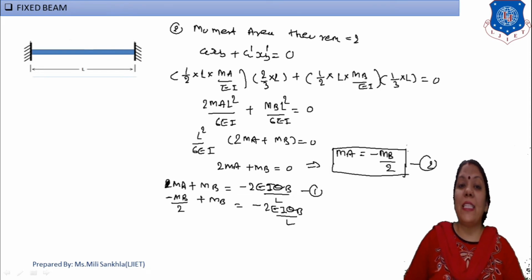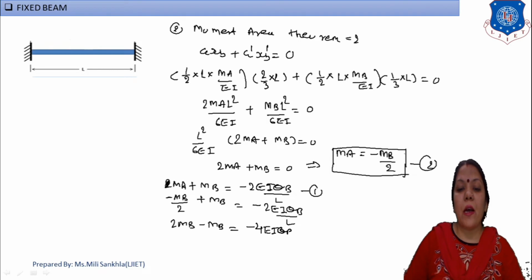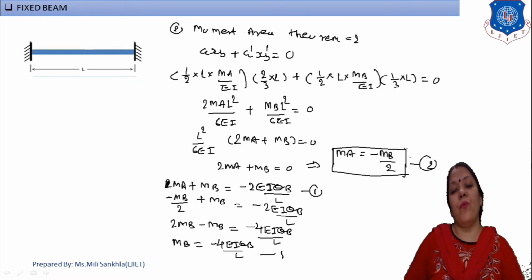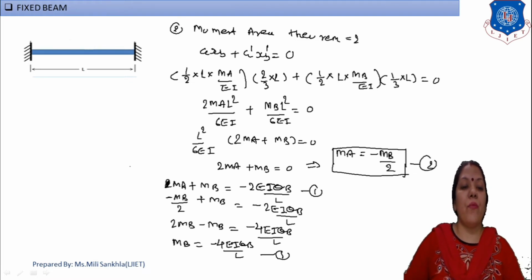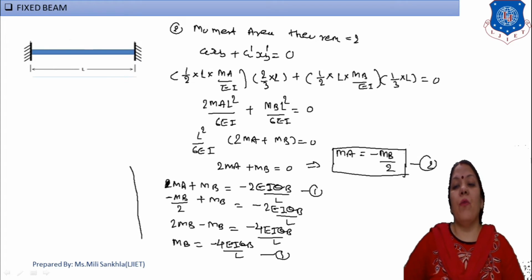Now here LCM is 2. I simplify this term, 2 MB minus MB, and cross multiply this 2, minus 4EI theta B by L. That means my answer of MB is equal to minus 4EI theta B by L. This is my first moment. Now here I find out my second moment. What is MB? MB is equal to minus 4EI theta B by L.